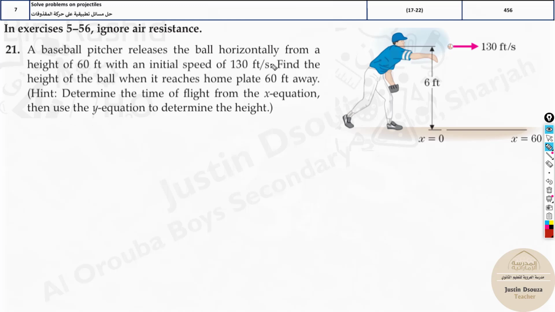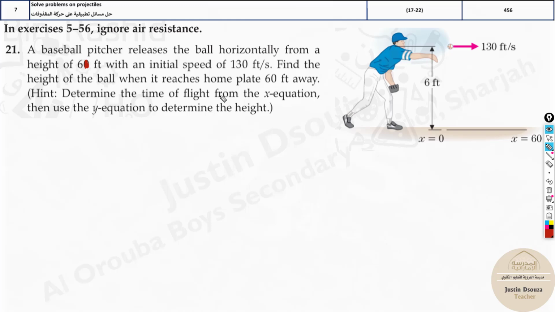One minute, I'm just confused. From a height of 60 feet, it's not possible, I think. This should be 6 feet. Why? Because 60 feet means it's 10 people who are 6 feet tall. It's not practically possible. This is an error in the question. It can't be 60 at all. It can be anything like 6 or 5 or something like that.